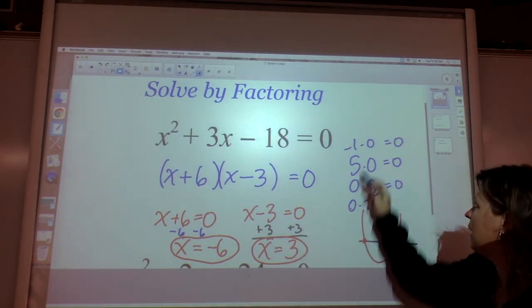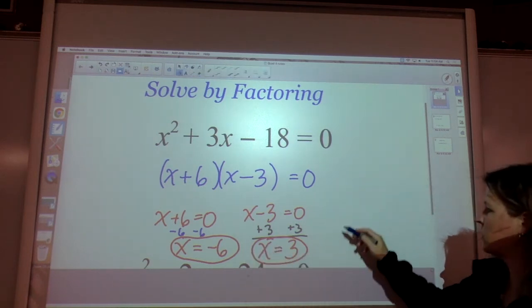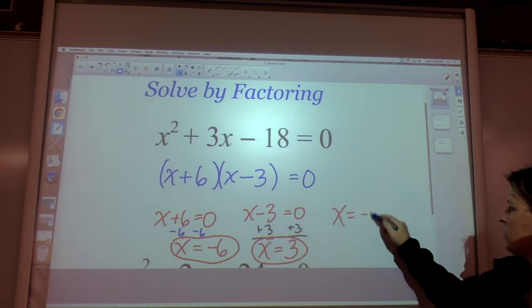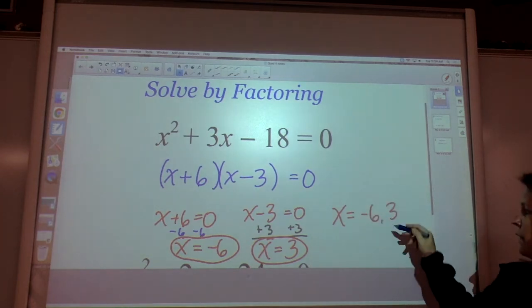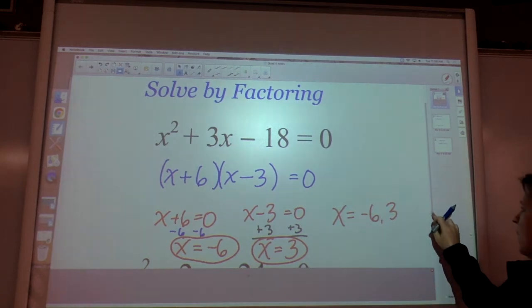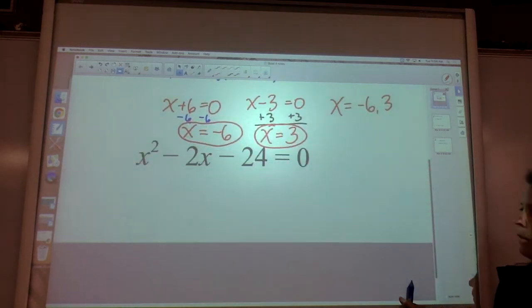Now, I'm okay how you write your answer. It could be x equals negative 6, x equals 3, or you could do x equals negative 6, comma 3. Don't put parentheses, it's not a coordinate, but either one of those is fine. You should have two answers most of the time.